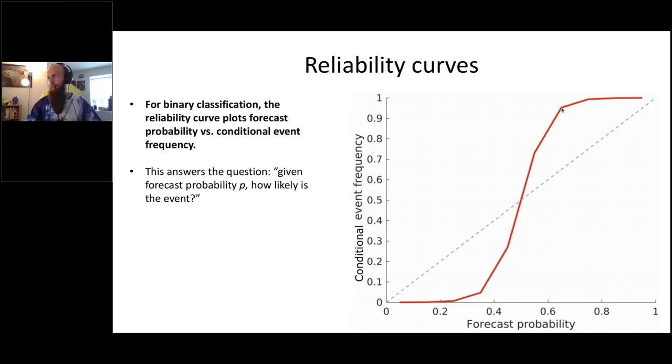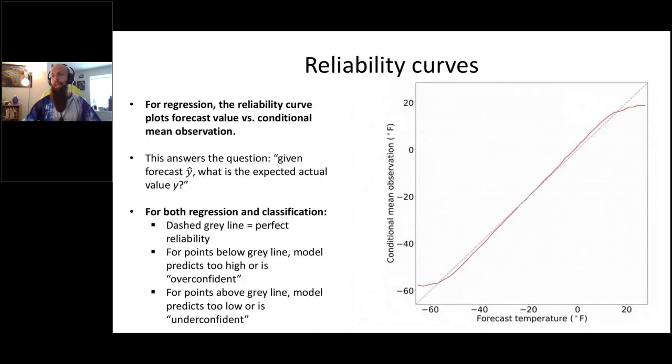And then if you get to the higher ranges of forecast probability, you're underpredicting. For a forecast probability of 70%, the conditional event frequency is something like 95%. So that means in cases where you say tornado probability 70%, you can actually expect a tornado 95% of the time. So that's a bad thing. And as I promised to loop back to regression at the end of the lecture, we're doing that now.